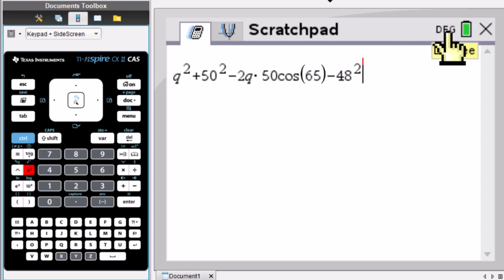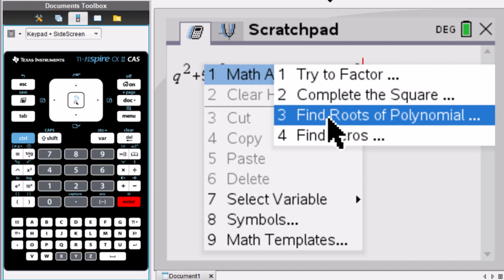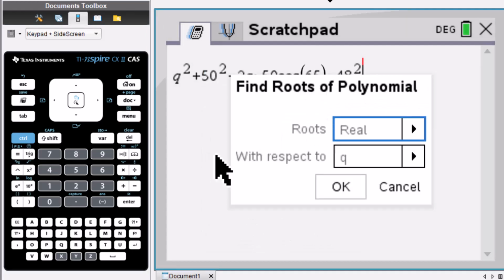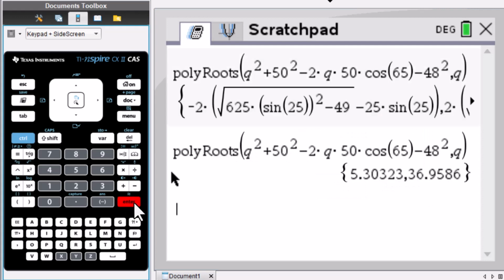Make sure the mode is in degree. Then we go to control menu. We are looking for roots of a polynomial. I need all real roots. Control Enter. I need decimals.